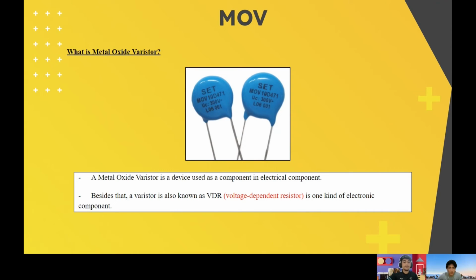Okay. So, what is metal oxide varistor? A metal oxide varistor is a device used as a component in electrical components. Besides that, a varistor is also known as VDR, which is a voltage dependent resistor, which is also one kind of electronic component.